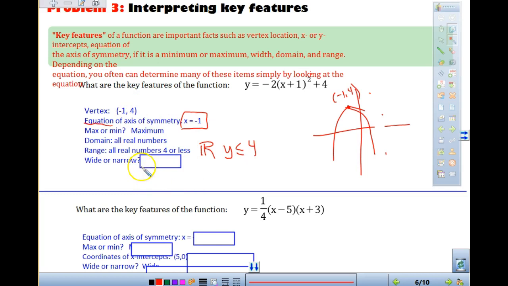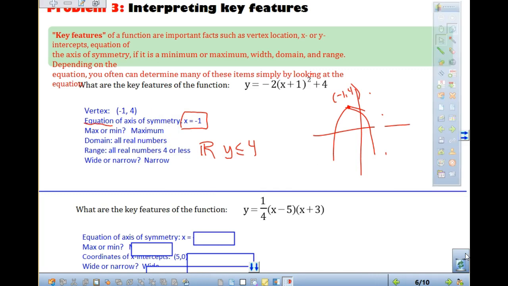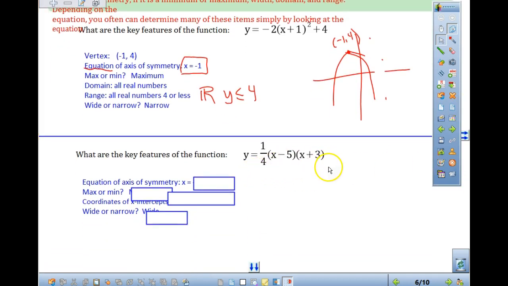Would you say this is going to be a wide or narrow graph because of the 2, Tanya? It's going to be narrower than our parent function. When we look at that bottom one, it's going to be much wider. So we are going to start off on the bottom half as we look at this equation in factored form.